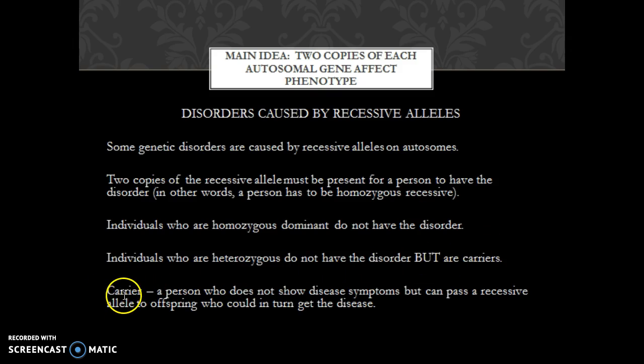So what's a carrier? A carrier is a person who does not show any disease symptoms, but they can pass the recessive allele on to an offspring, or a child, and then that child could get the disease themselves. We're going to take a look at an example of a recessive disorder on our next slide.